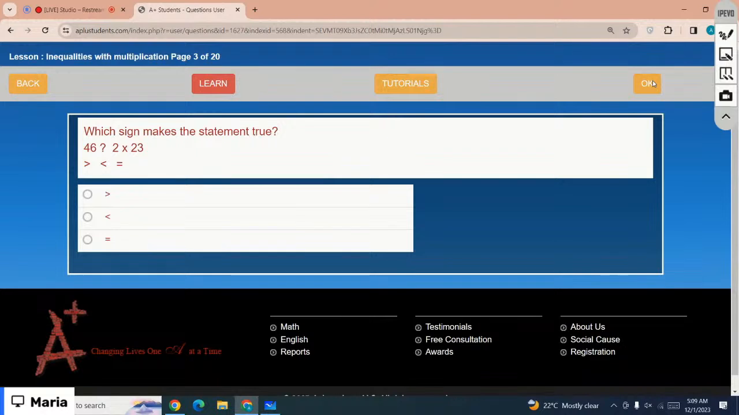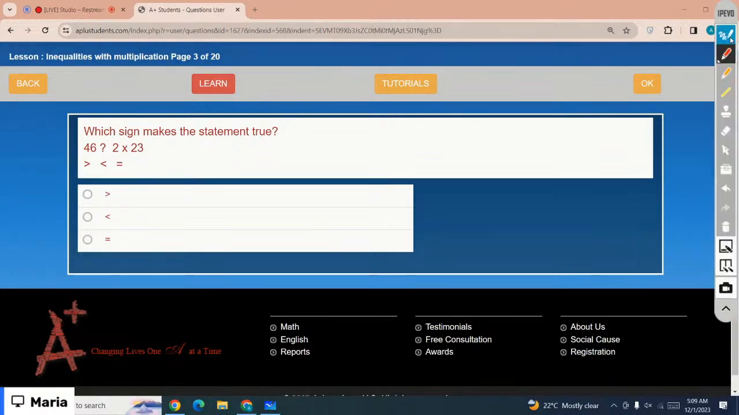Basically, you have to evaluate 23 times 2, right? You can just multiply. 2 times 3 is 6 and 2 times 2 is 4, that is 46. You already have 46 here, and when you evaluate 23 times 2, that is 46. So they both are exactly equal. The correct option is equal, that is option number 3. Very good.